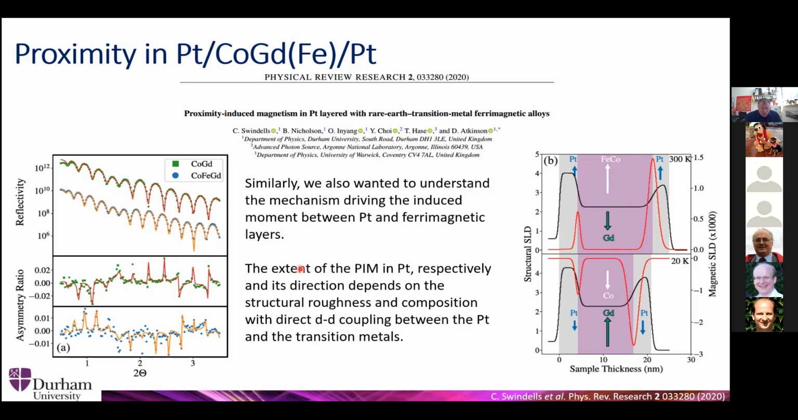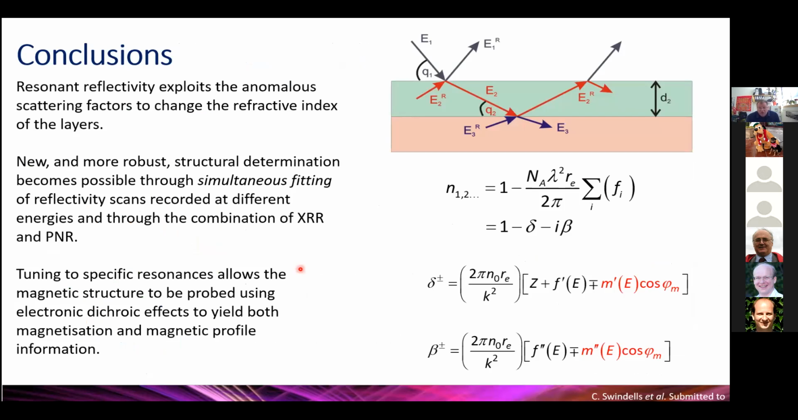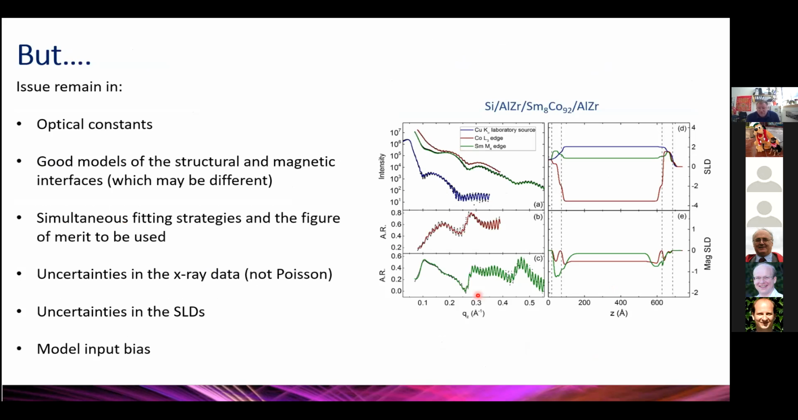So that's a whistle-stop tour of some of the stuff that we've been playing around with, and these are the conclusions really: that the resonant reflectivity is exploiting anomalous scattering factors. And when we do that, we change the refractive index, we change the contrast of the layers, and we can get new, potentially more robust structural determinations, but also once we start including some of the magnetization, we get magnetic profiles as well.